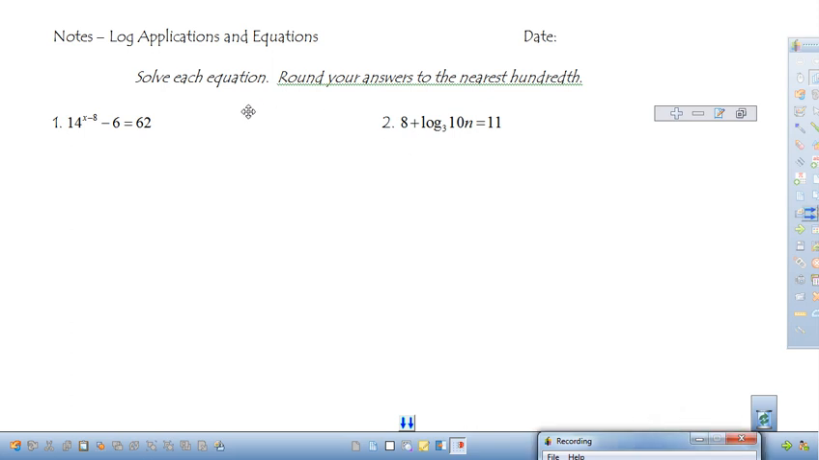Notes on log applications and equations. Solve each equation, round your answers to the nearest hundredth. Alright, so we're going to do the equations part first.